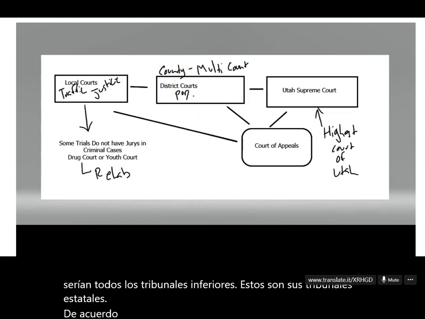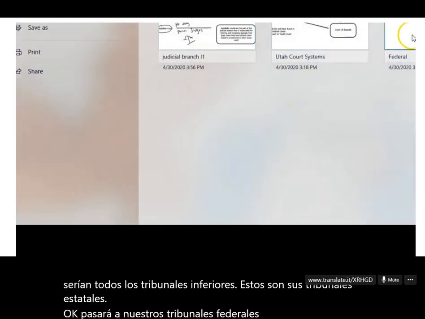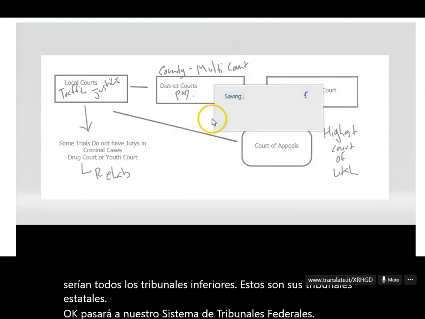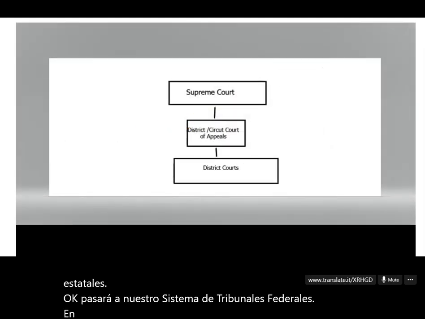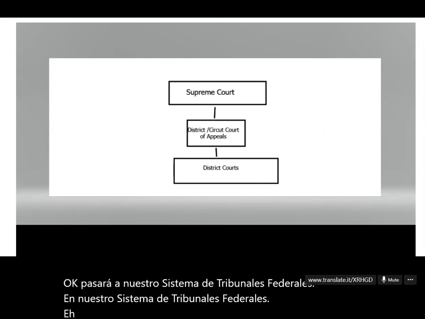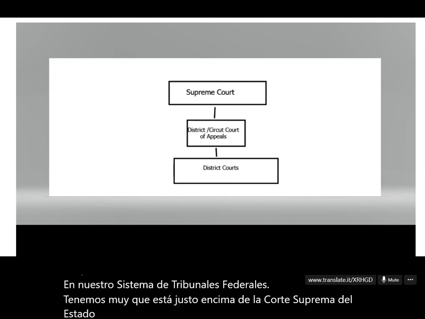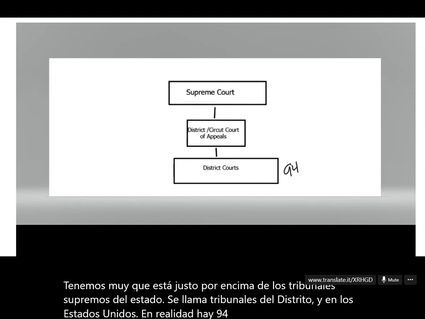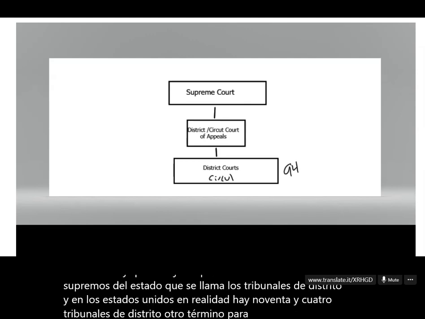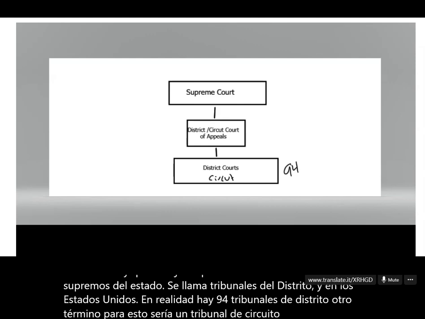Okay, we'll move on to our federal court system. In our federal court system, we have, right up above the state Supreme Courts, what are called the district courts. And in the United States, there's actually 94 district courts. Another term for this would be a circuit court. You'll hear that a lot on the national level.